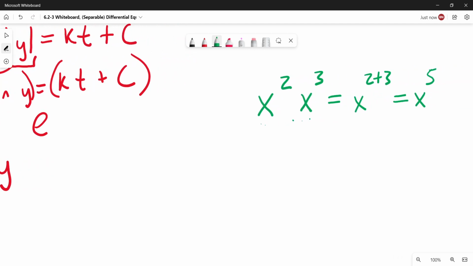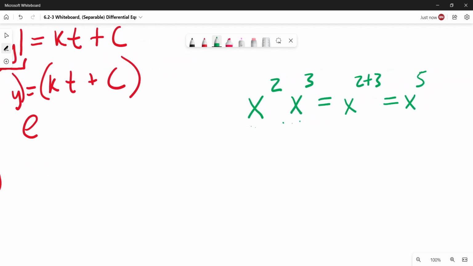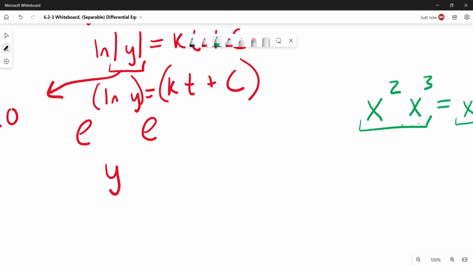Now we're working backwards. Now we have a base to a power where the exponents are added. We can distribute the base as long as it's then multiplied. So this is equal to e to the kt times e to the c. You see that? Hopefully I made you trust me with this little side note.